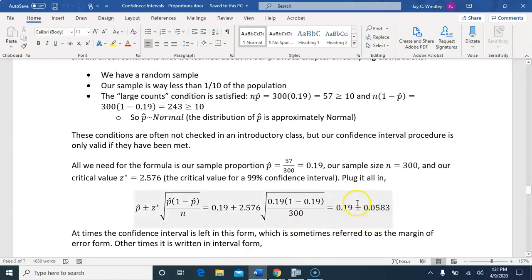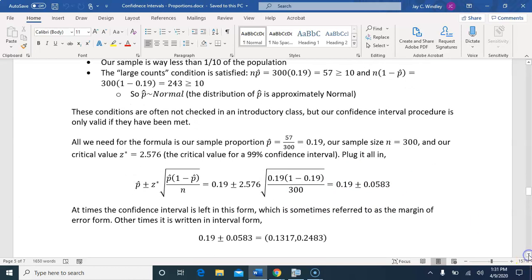And sometimes it's left in this form with this plus or minus, but oftentimes it's written in interval form. So you do the 0.19 minus the margin of error and the 0.19 plus the margin of error, and that gives you these two numbers here. Students often get these two numbers backwards because when we see this plus or minus sign, we're actually doing the minus part of it first. So 0.19 minus the 0.05 gives us the low end of the confidence interval, and 0.19 plus the margin of error gives us the upper end of the confidence interval.